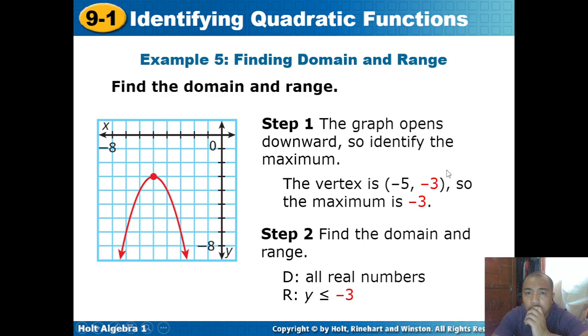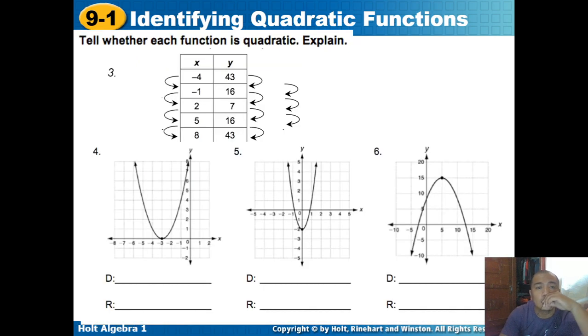Okay, the y coordinate of the vertex of the parabola is k, which is negative 3. So if it's going down, the range is y is less than or equal to negative 3. But if it's going up, y is greater than or equal to k, which is the y coordinate of the vertex of the parabola. Next, tell whether each function is quadratic. Explain.